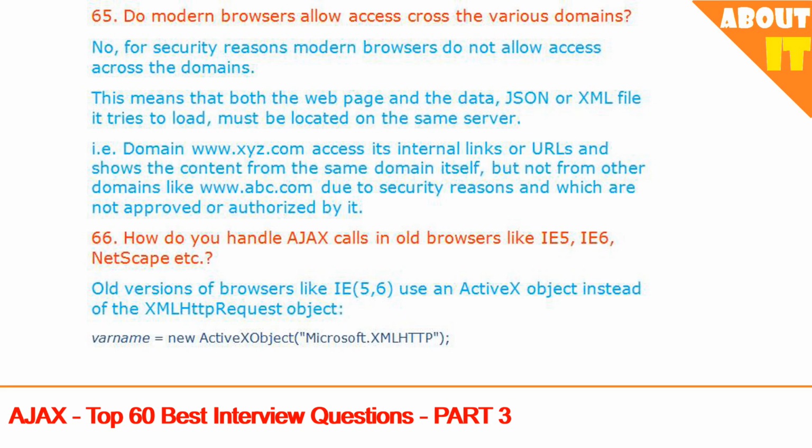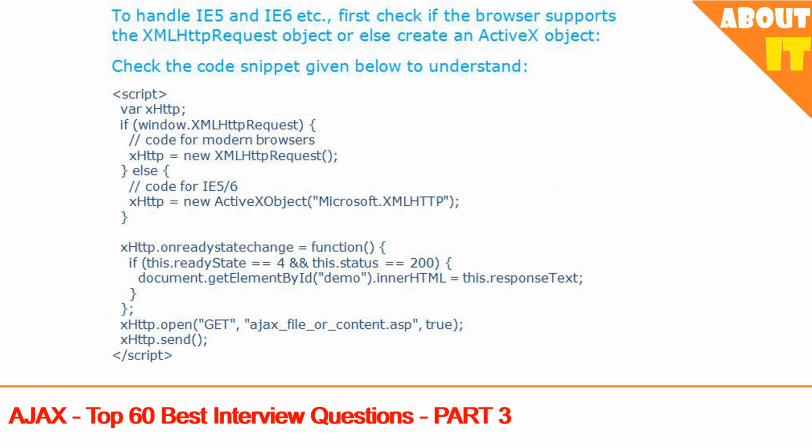66. How do you handle Ajax calls in old browsers like IE5, IE6, Netscape etc.? Old versions of browsers like IE5 and 6 use an ActiveX object instead of the XMLHttpRequest object. var name = new ActiveXObject("Microsoft.XMLHTTP"). To handle IE5 and IE6 etc., first check if the browser supports the XMLHttpRequest object, or else create an ActiveX object. Check the code snippet given below to understand.